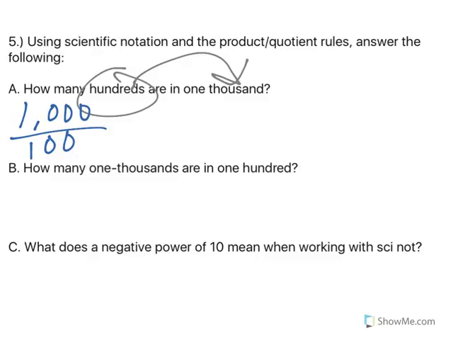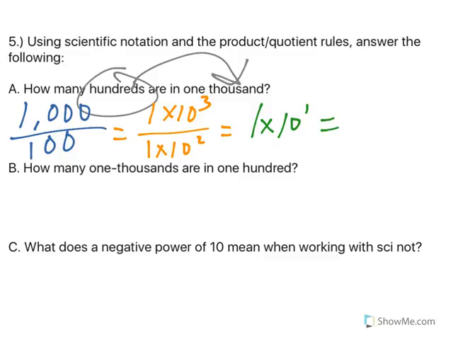So if I want to change these to scientific notation, 1,000 is 1 times 10 to the 3rd. 100 is 1 times 10 to the 2nd. Dividing by 1 is easy. I end up with 1 times 10 to the 1st. And if you change that to standard form, right, we move our decimal 1 place over, we just have 10. So there are 10 hundreds in 1,000.